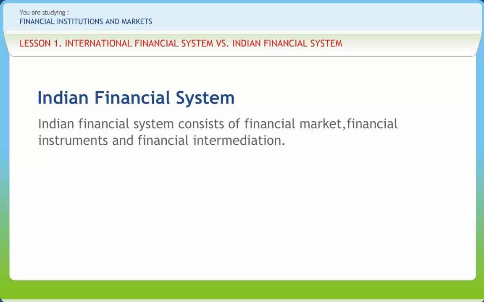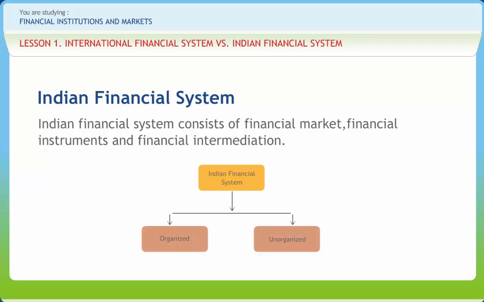Indian financial system consists of financial market, financial instruments, and financial intermediation. The Indian financial system is broadly classified into two broad groups. First is organized sector and second is unorganized sector. The organized financial system comprises of an impressive network of banks, other financial and investment institutions, and a range of financial instruments, which together function in fairly developed capital and money markets.